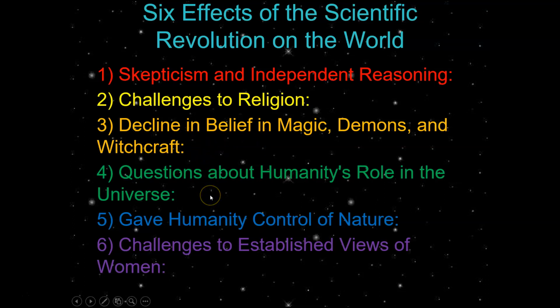Number four, questions about humanity's role in the universe. People started questioning why they are here, and these deeper questions gave humanity control of nature. For example, learning how to use a lightning rod, so lightning doesn't hit where you are, to handle nature in a way that's beneficial for humans. And then number five, challenges to the established views of women. If you use scientific eyes on women, you realize they're the same as men in terms of they have a circulatory system, a respiratory system, that kind of thing.